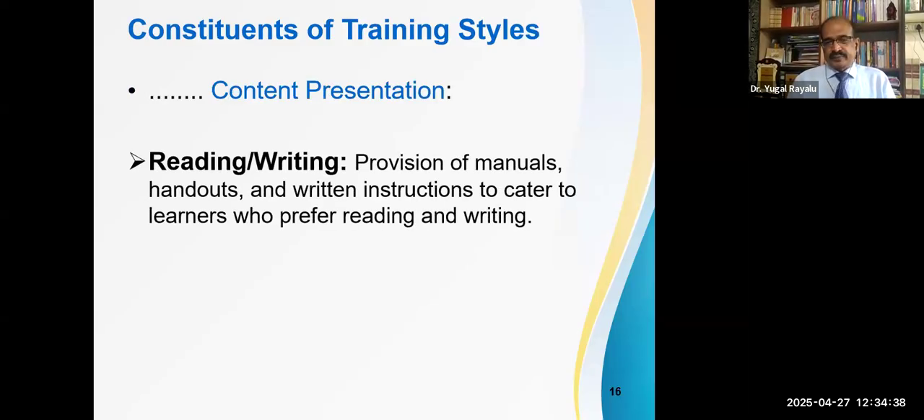Reading, writing. Many times, last time when we had a quiz, you were reading every sentence. Provision of manuals, handouts, and written instructions to cater to the learners who prefer reading and writing. This we have discussed last time. So when we distribute something, a questionnaire or a feedback form or a case study, you are making the person more and more involved. You are making the person think about it. And after reading that, if the person is asking a question, you have completed the circuit. So the training is now complete. So content presentation, reading, of course, then writing, it makes it complete.